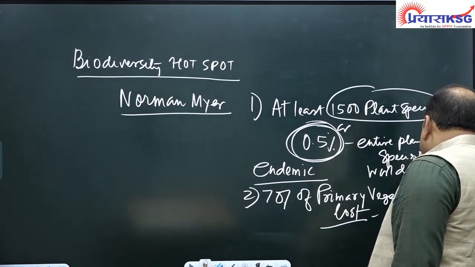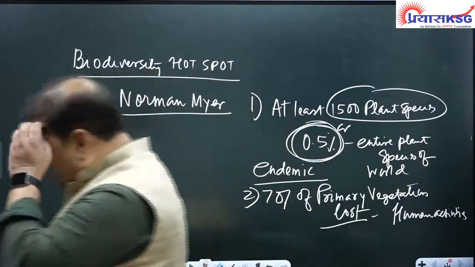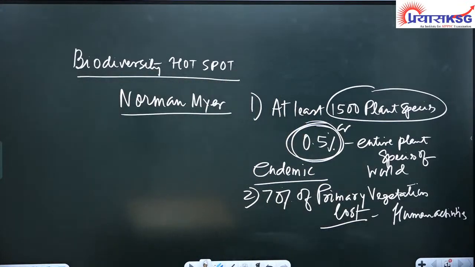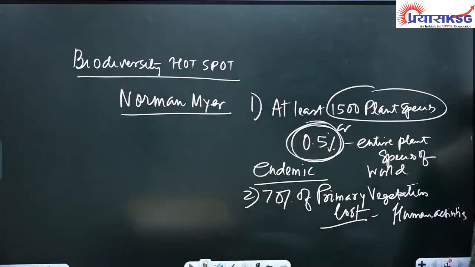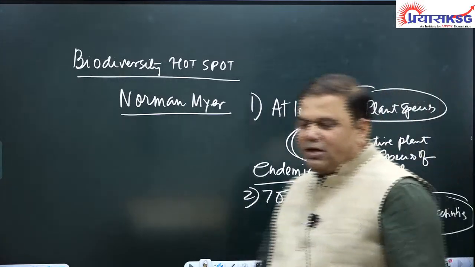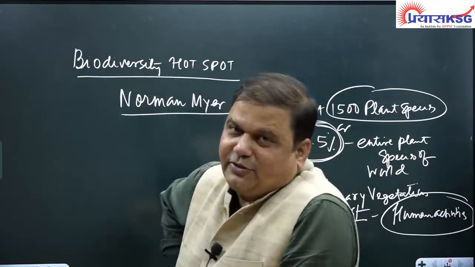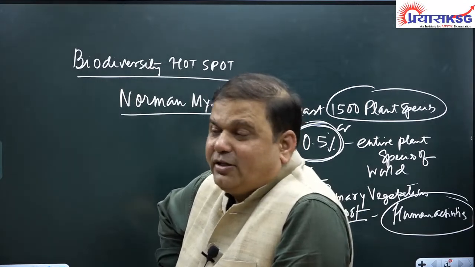अगर ये दोनों कंडीशन फुलफिल हुआ, that first is at least 1500 plant species or 0.5% of entire plant species of the world should be endemic in that area. Endemic means should exclusively belong to that area. Clear? स्थानिक हो वहां पर. And second, 70% of primary vegetation has been lost due to anthropogenic activities or human activities. Then this area would be called as biodiversity hotspot. क्लियर? फाइन.